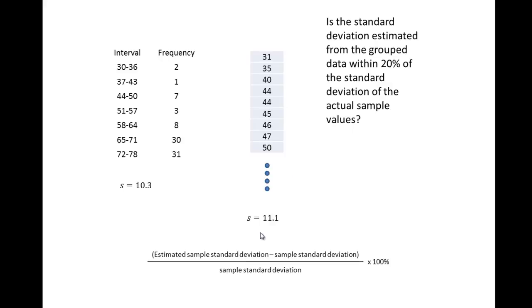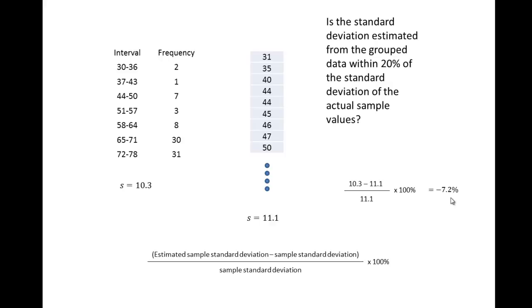So when we divide in this calculation, we will make sure that we divide by the sample standard deviation of the data values. So our calculation will be to subtract the sample standard deviation from the estimated sample standard deviation, divide that by the sample standard deviation, and then multiply that by 100%. So we'll have 10.3 minus 11.1 divided by 11.1 times 100%. And when we do that, we get a negative 7.2%.